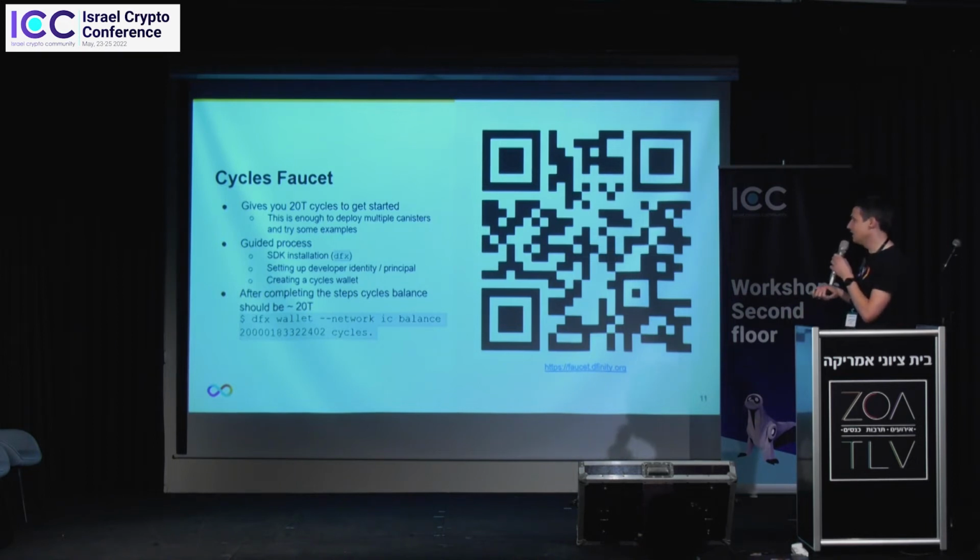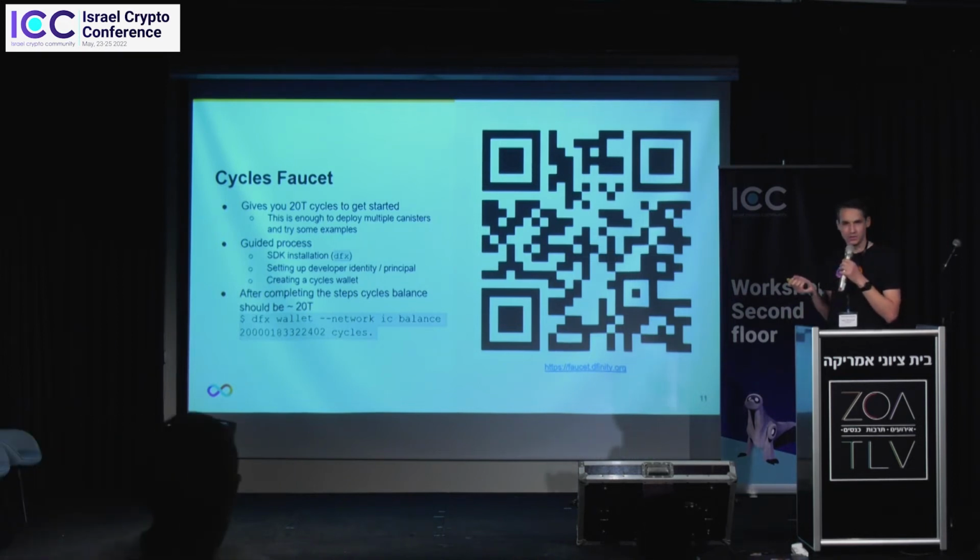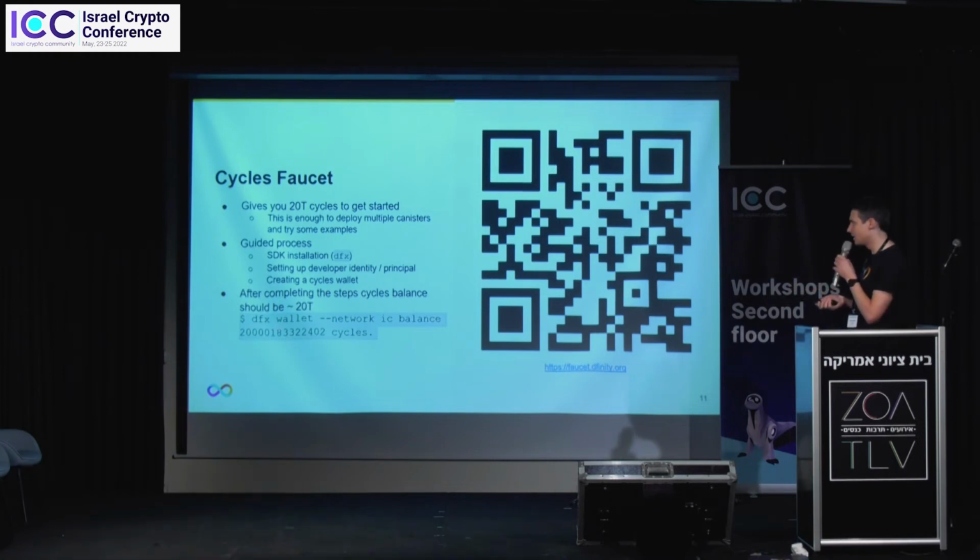And in the end, if you have completed all of this successfully, you should get a really big number back when you query what your balance is, right? So you can do dfx wallet --network ic balance, and you should get back a number of about 20 trillion cycles. This is actually quite a lot. So this is $20 worth of computation, and it will keep you going a long time, even after this example is completed, for a long time.